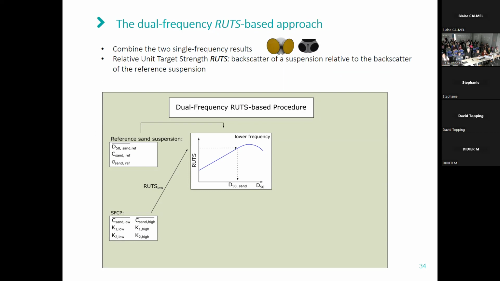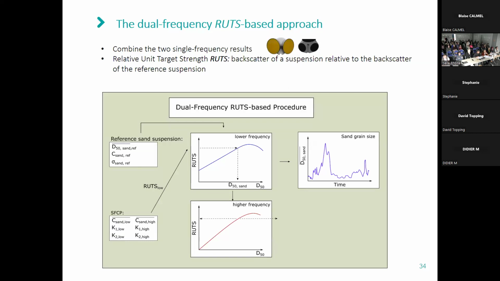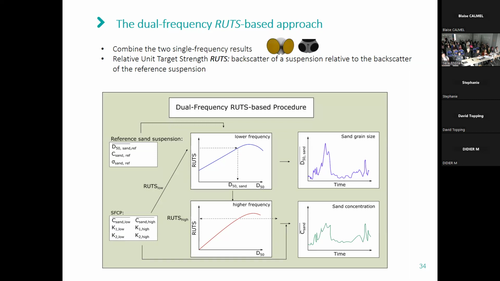This grain size is then the dual frequency grain size estimated by the acoustic method, which allows us to determine its time series. And next step, I determine the roots of the higher frequency, that's here the 1 megahertz profiler, and we use this grain size to determine the roots on this higher frequency relation. This result is then combined with the results of the single frequency calibration to determine time series of the sand concentration. So this dual frequency method yields results of the sand concentration and the sand grain size.